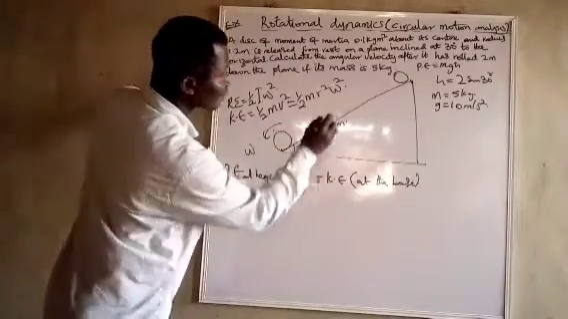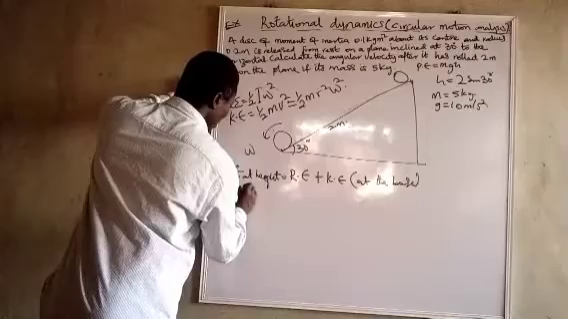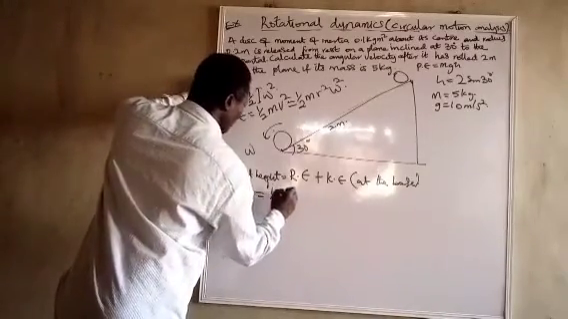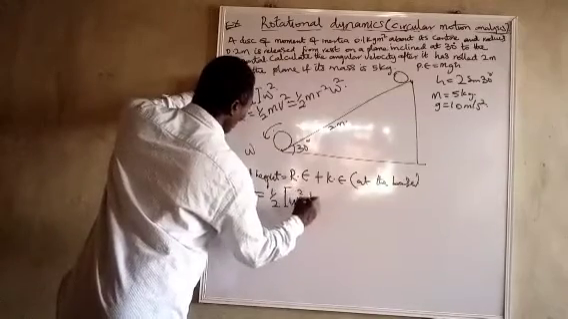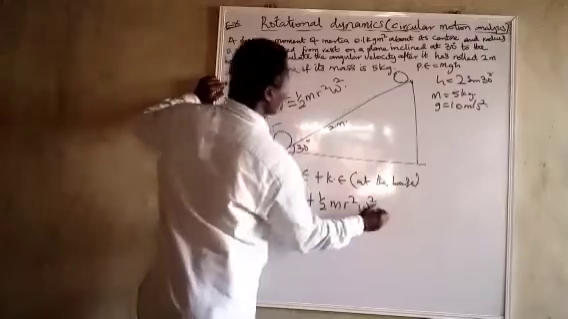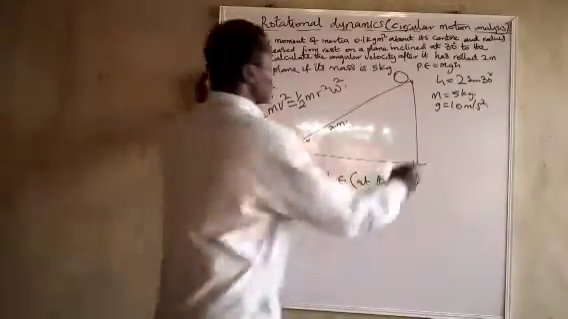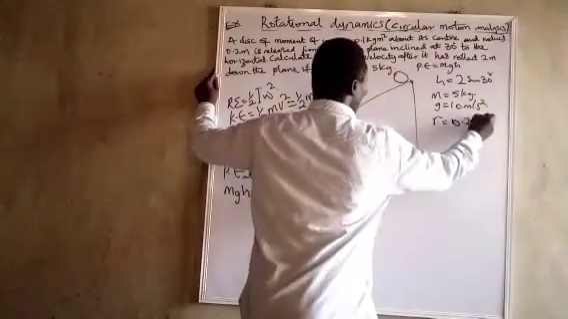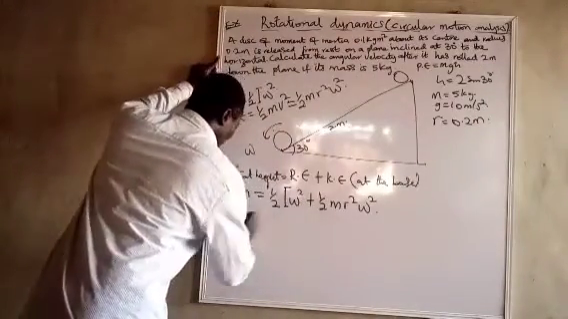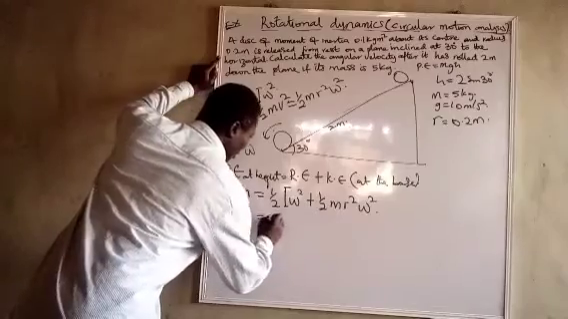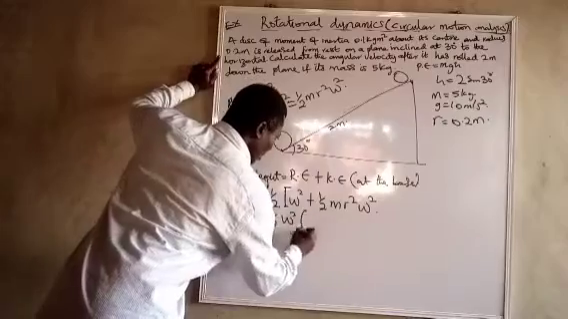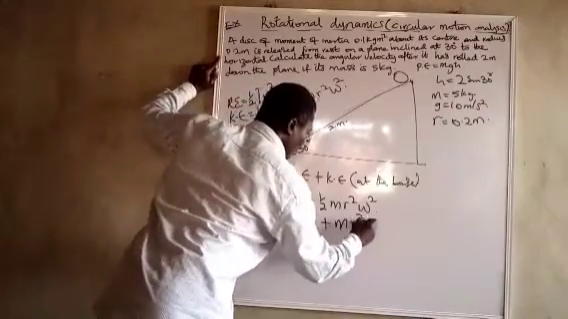So we have mgh is equal to half I omega squared plus half m r squared omega squared. And by the way, we are told what our r is. Our radius is 0.2 meters. So let's quickly see what our omega will be. So we now can say this is equal to half omega squared into I plus mr squared.